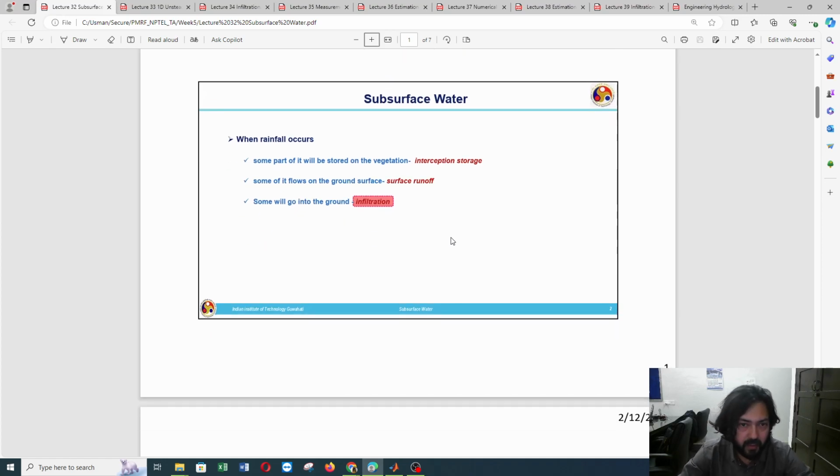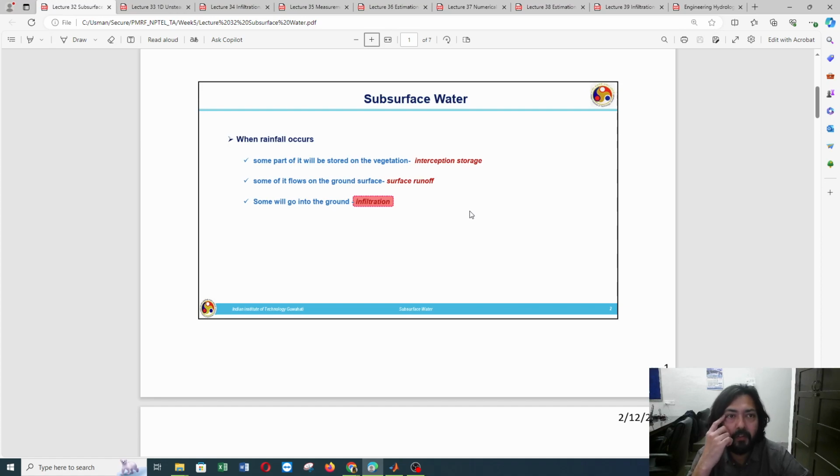In today's class, that is week 5, we'll be covering the topic of subsurface water. We'll talk about how water gets infiltrated and how water travels from subsurface flow, that is from the unsaturated zone to the saturated zone, and we'll also study the process of infiltration in detail. We'll derive one very famous equation of 1D unsaturated flow, called the Richards equation.